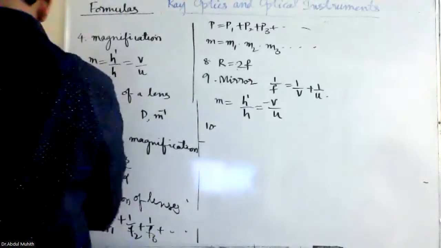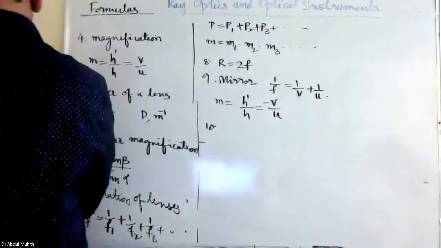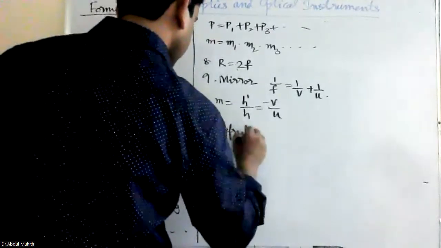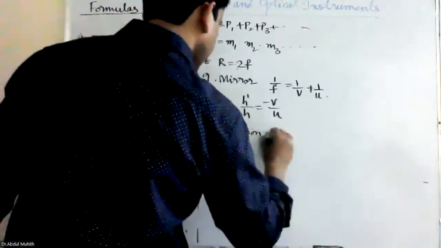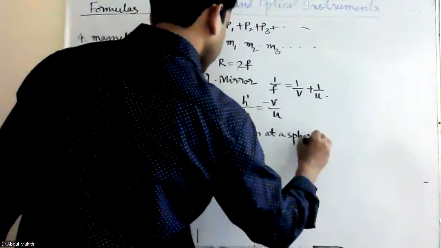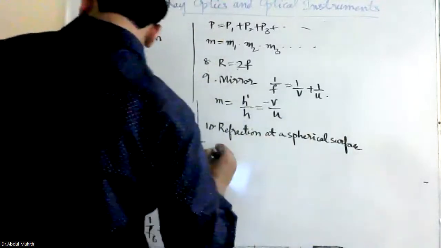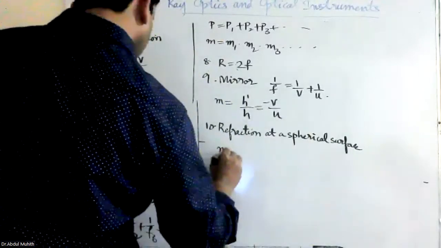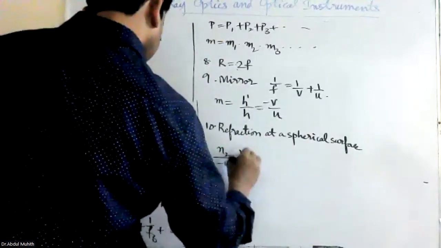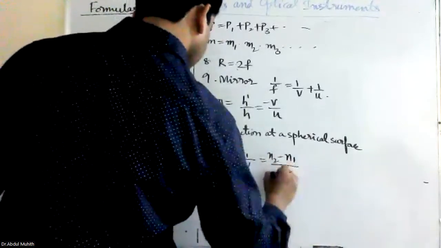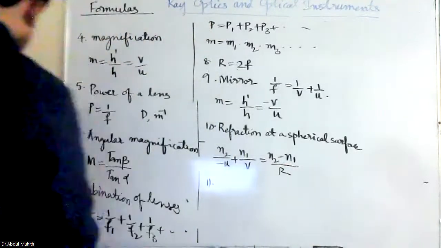10th one is refraction at a spherical surface. So what is the formula here? n2 by v minus n1 by u is equal to n2 minus n1 by R.